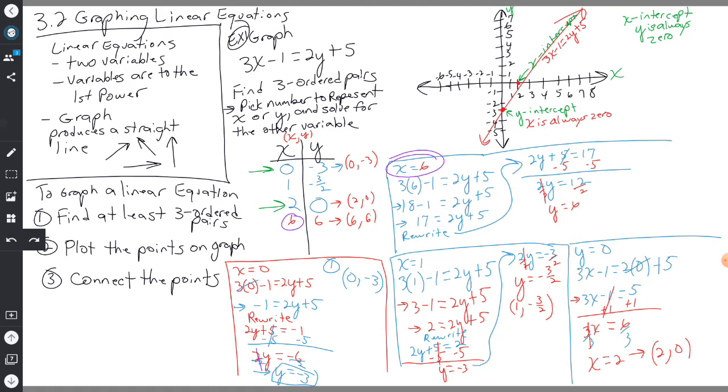So subtracting 5 on both sides of the equal, leaving us with 2y is equal to 12. Then dividing off your 2 to solve it for y. And at this point we find that y is equal to 6.